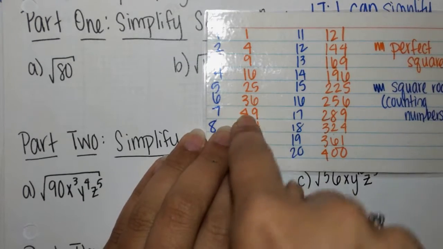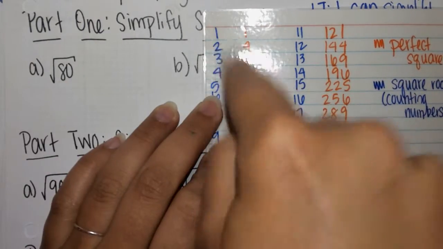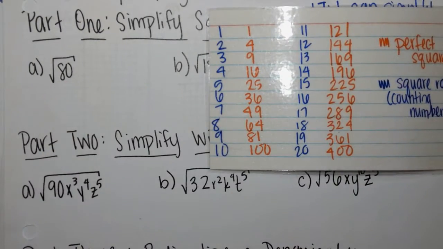Orange numbers. Orange. Y'all, take your calculator. Do 80 divided by 16 and tell me what you get. I can't find my card. 80 divided by 16 is 5.